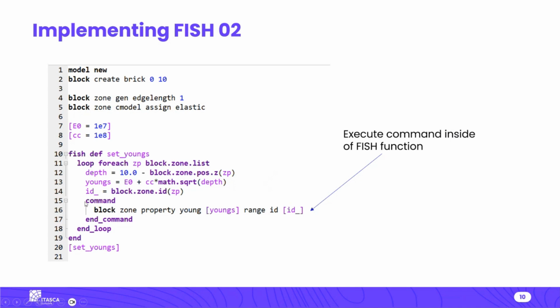What's interesting about this example is that there's a command embedded within the fish function. And this is definitely possible, and people do this all the time. So in this example, we're looping through all the zones, and for every zone, I'm giving a command to set the Young's modulus for some particular zone with this ID. Probably you would never do this in real life because there are fish functions that you can use to set the Young's modulus. You don't actually need to put a command inside of the fish function, but just to demonstrate the possibility that you can do that. And it is quite useful in a lot of cases.